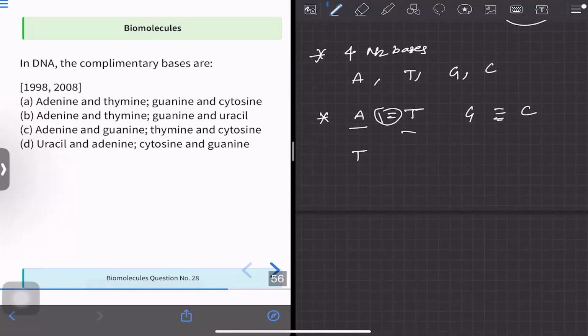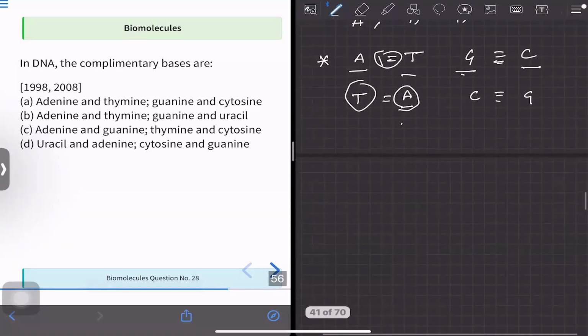Whenever thymine is present, it only bonds with adenine. This is what is meant by the complementary system. Adenine only combines with thymine, and thymine only combines with adenine. Here also, guanine only combines with cytosine, and cytosine only combines with guanine. These are known as complementary bases. So complementary bases are adenine and thymine, and guanine and cytosine. It will be option A.